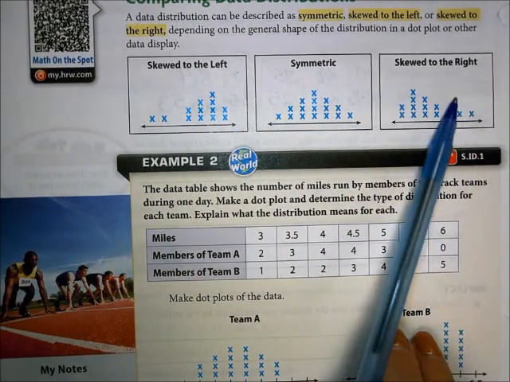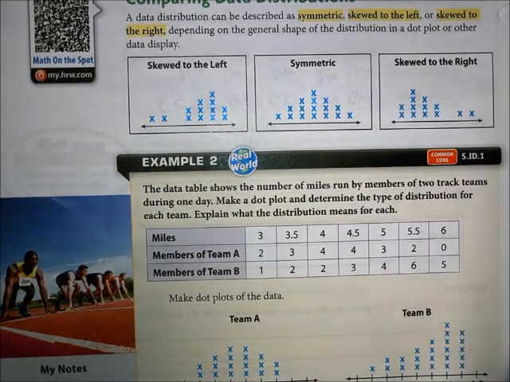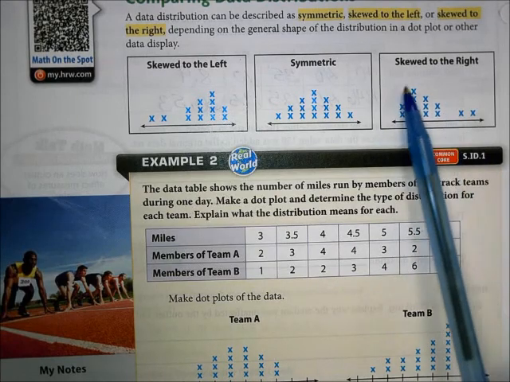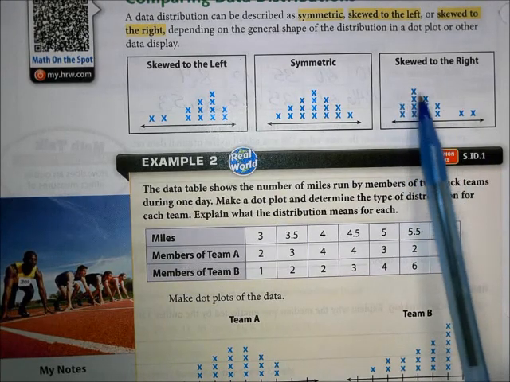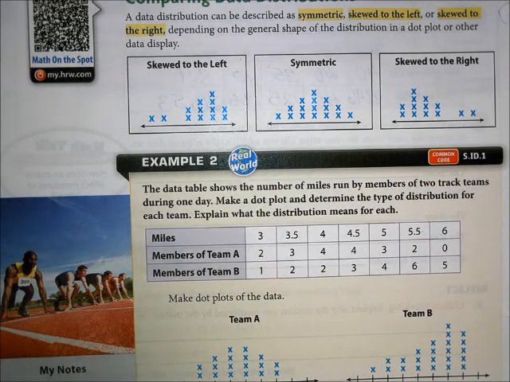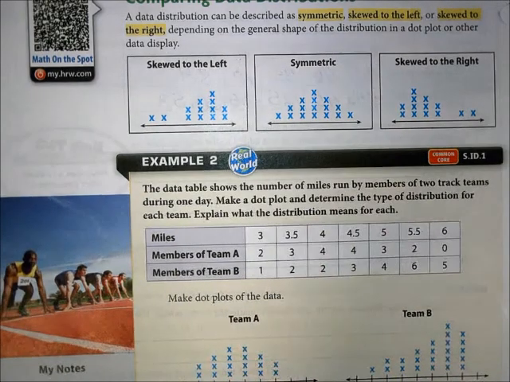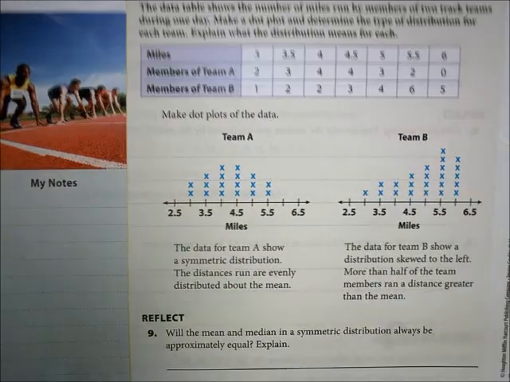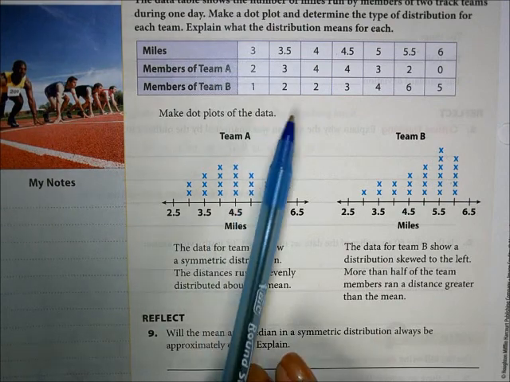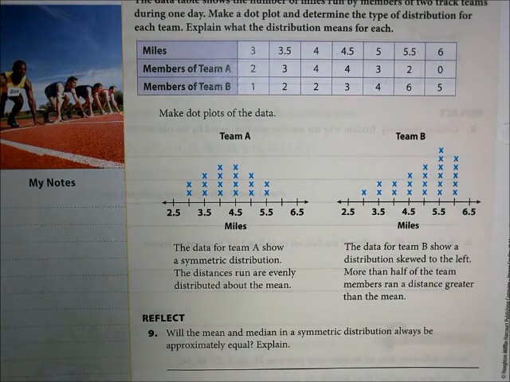The one over here is an example of being skewed to the right. There are a lot more frequencies occurring on the left, and that means that the data is skewed to the right. So if we look at a specific example, the data table shows the number of miles run by members of 2 track teams during one day.